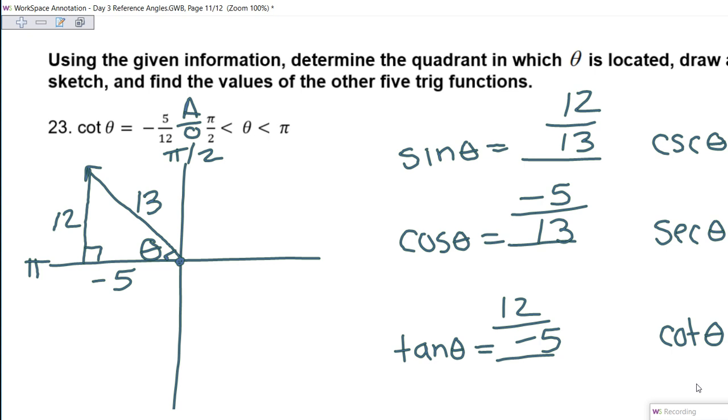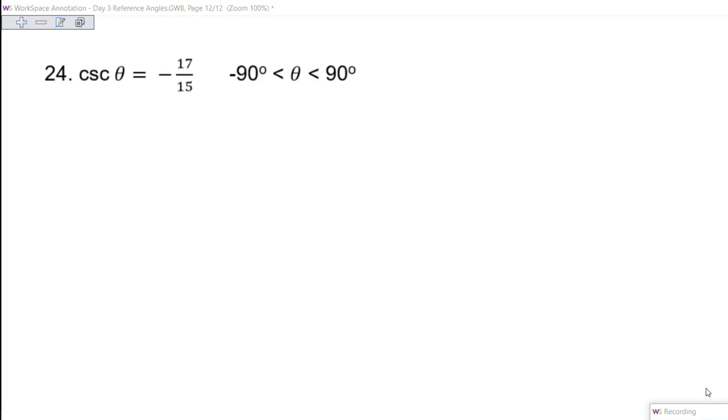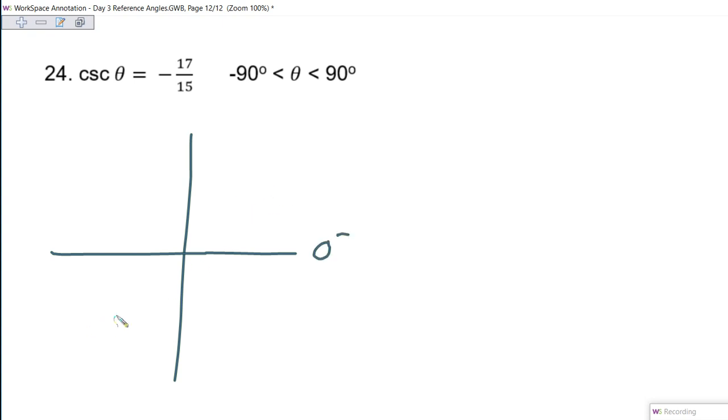Last one. We're given the cosecant of theta is negative 17 over 15, and theta is between negative 90 degrees and positive 90 degrees. So here's 0 degrees. Negative 90 degrees means we're rotating clockwise. Positive 90 degrees means we rotate counterclockwise. So theta right now has a possibility of lying in how many quadrants? 2. It could be in quadrant 1, or it could be in quadrant 4.